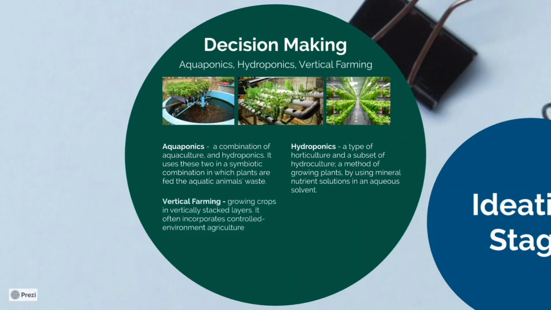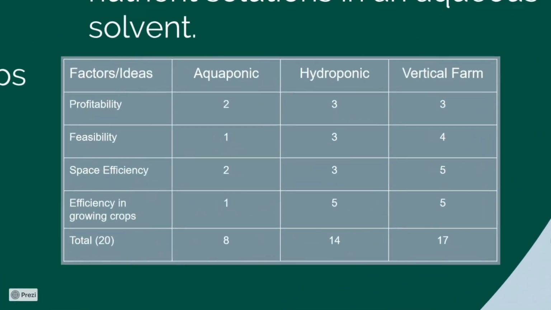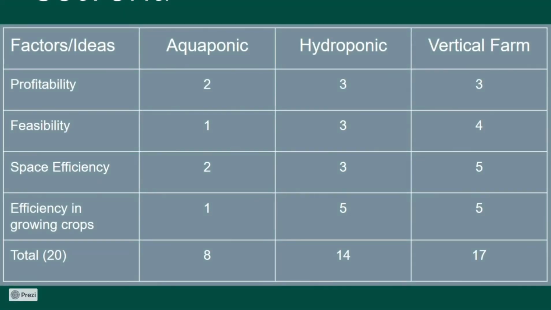Vertical farming is the practice of growing crops in vertically stacked layers. It often incorporates controlled environment agriculture, which aims to optimize plant growth and soilless farming techniques such as hydroponics and aquaponics. We came up with a decision matrix to find out which method was the best to bring fresh produce.